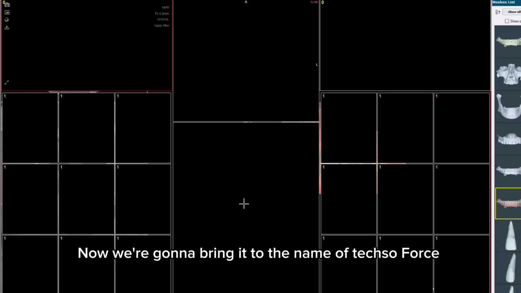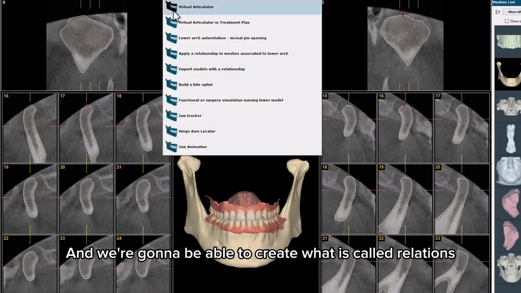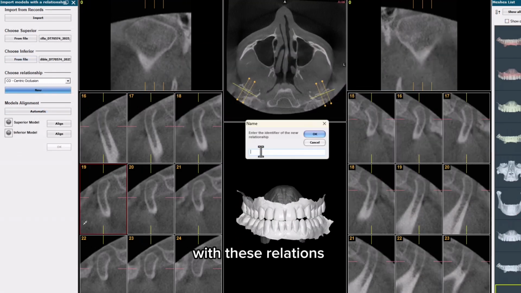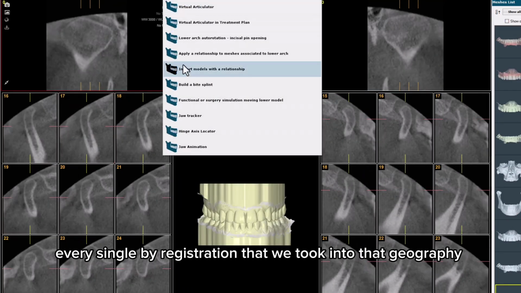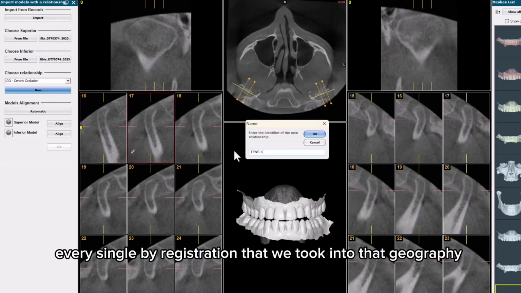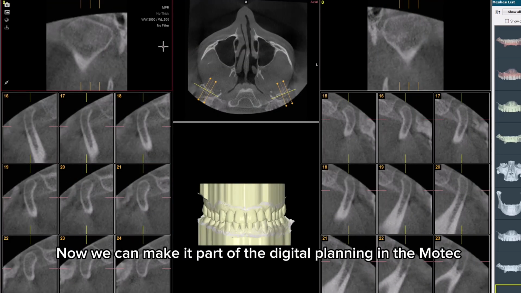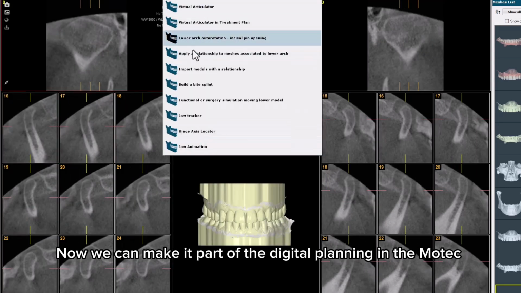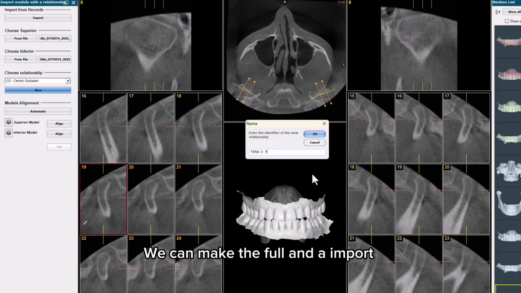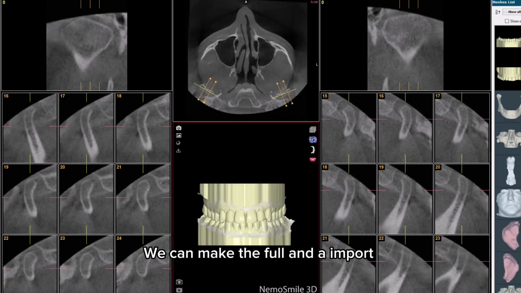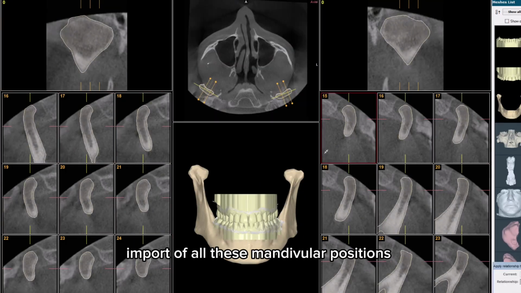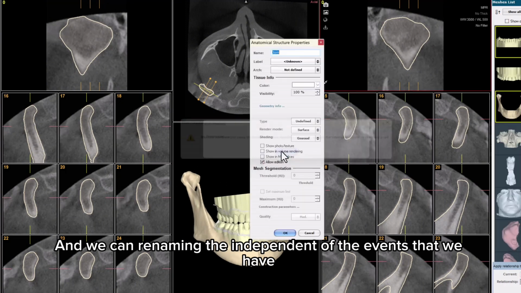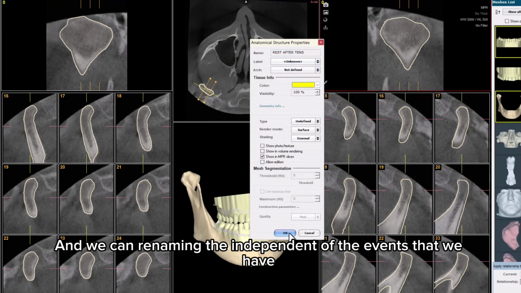Now we're going to bring it to the Mnemotech software and create what are called relations. With these relations, every single bite registration that we took in the axiography can now become part of the digital planning in Mnemotech. We can fully import all these mandibular positions, and we can rename them depending on the events we have.